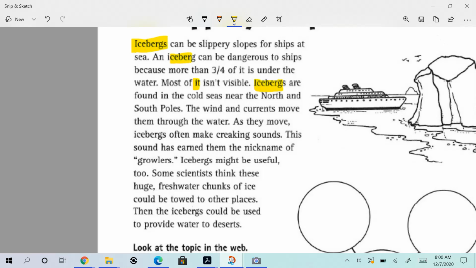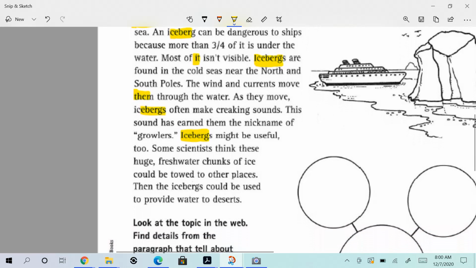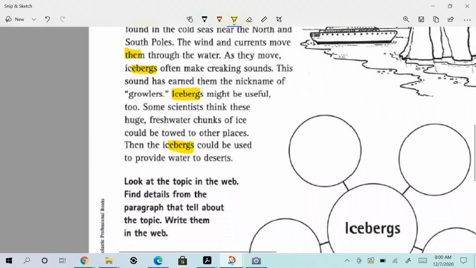Icebergs are found in cold seas near the North and South Poles. The wind and currents move them through the water. As they move, icebergs often make creaking sounds. This sound has earned them the nickname of growlers. Ooh, that's interesting. Icebergs might be useful too. Some scientists think that these huge freshwater chunks of ice could be towed to other places. Then the icebergs could be used to provide water to deserts. That is interesting, isn't it?